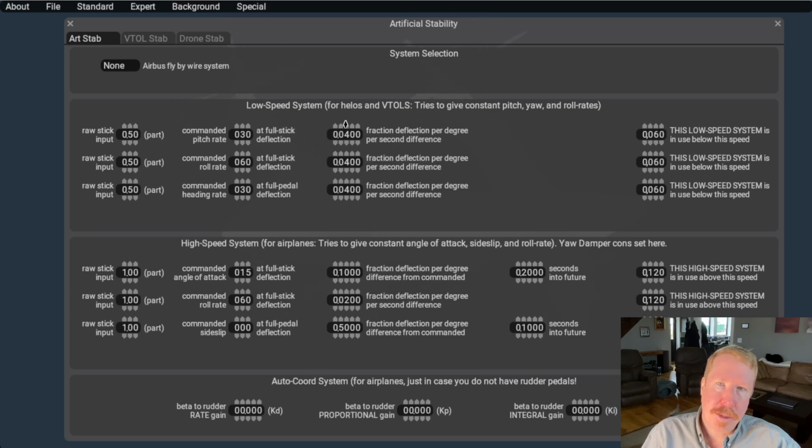If you want the stick to the elevator and the aileron and the rudder to move more to get a snappier response, maybe change the 0.4 to a 0.5. All right, so that's the low speed. Now, let's talk about the high speed.